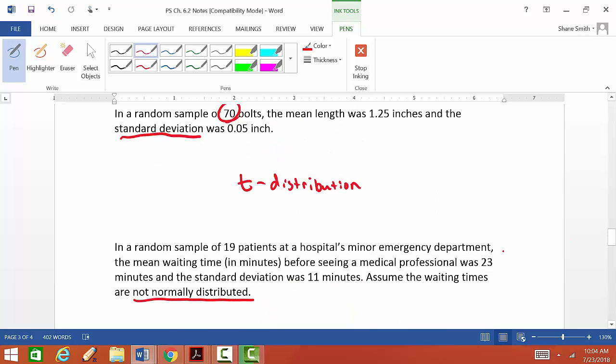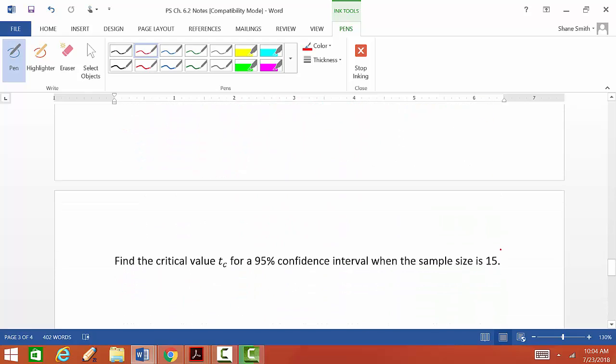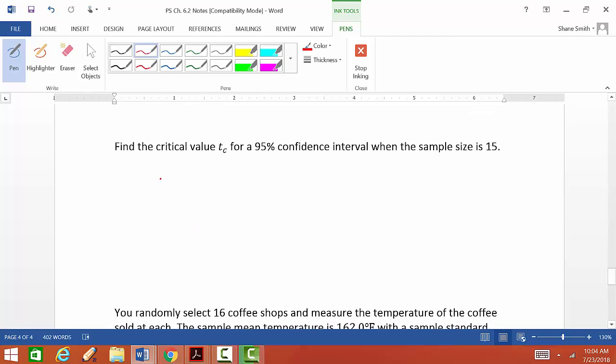All right, and these are the four. So it was normal, t, neither, t. All right, so let's actually do a few examples of this. And I'm going to post the reference sheet for the normal distribution chart and the t-distribution chart. But I'm going to teach you how to use the t-distribution chart first.